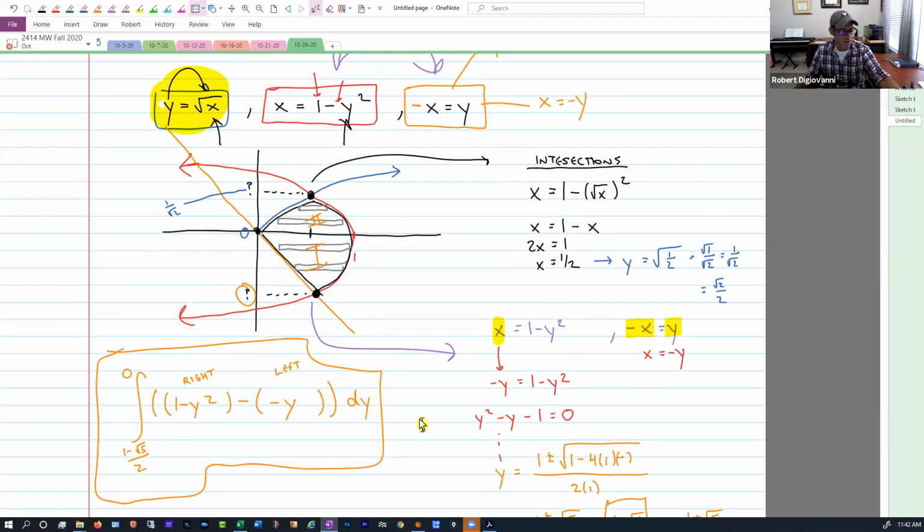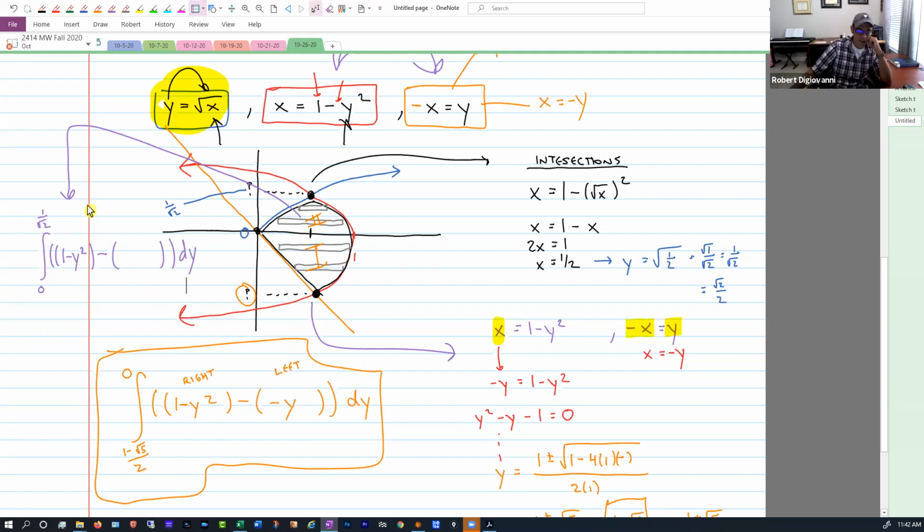I'm going to try and squeeze the second one in over here. The second integral is going to go from 0 to 1 over root 2. We found that earlier. It'll be the one on the right, which we already know is 1 minus y squared, minus the one on the left, dy.